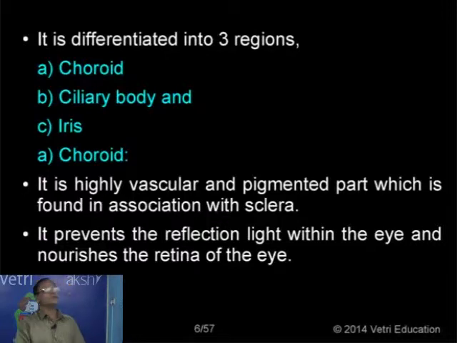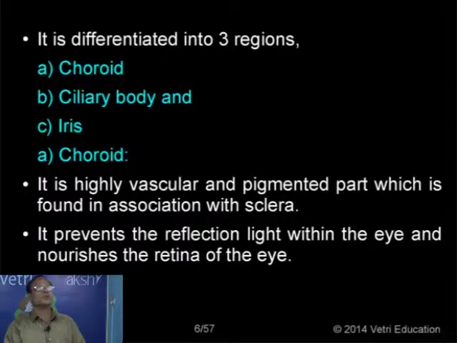Mainly choroid, and the ciliary body or ciliary muscles. Simply a collection of ciliary muscles together forms the ciliary body. So choroid, ciliary body and iris together constitute the vascular coat. Now about the choroid: it is highly vascular and contains more pigment. It is a pigmented and highly vascular layer, found in close contact with the outer layer, namely the sclera.